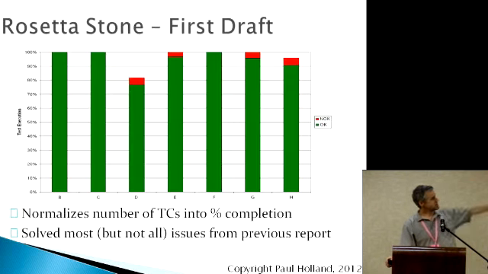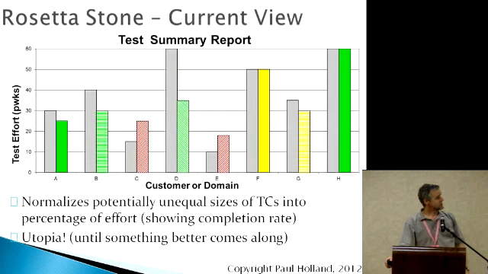So we came up with this. Everything was normalized to 100%. We did this because it was quick, but it was still counting test cases. So even though it said we were 90% done, it didn't mean we were necessarily done by effort. So finally we came up with this, which we call the Rosetta Stone.